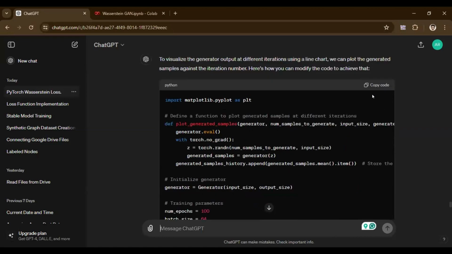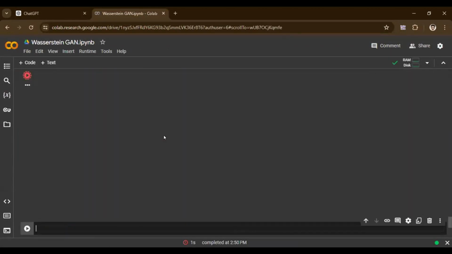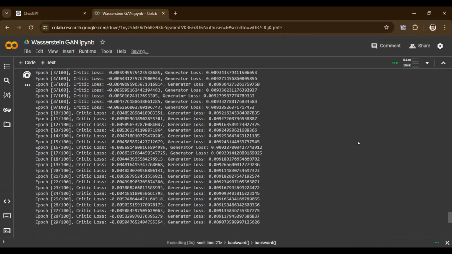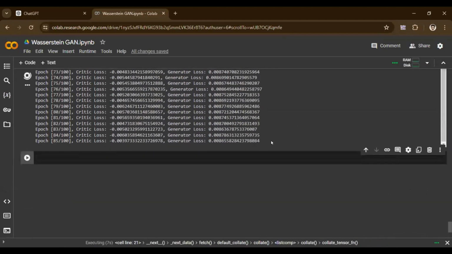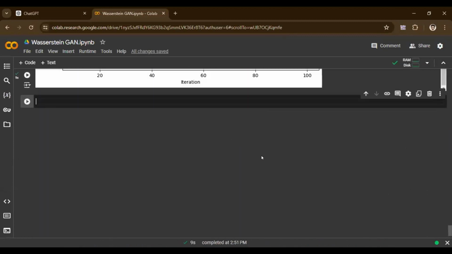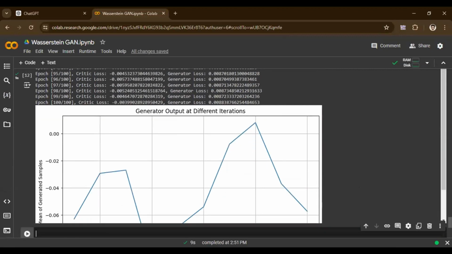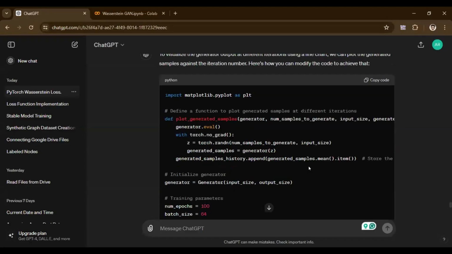Let's try to copy the whole code instead, and let's hope it works for this one. Might not, but let's see. Still working, still training. Okay, this is the generator output. Maybe we can't really know if the output is right or not.